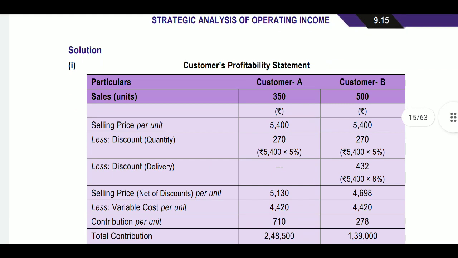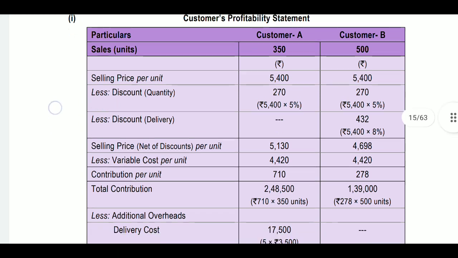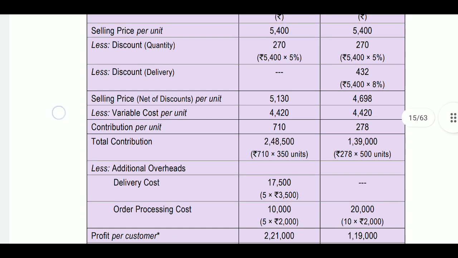Next, the customer profitability statement. Customer A, customer B. Sales units 350, 500. Selling price will be 5400, 5400. Quantity discount will be for both, 270, 270, that is 5400 into 5%. And delivery discount will be only for customer B, because he is using his own vehicle. Next, selling price net of discount is 5110, 4698, and variable cost, which is provided as purchase cost, next cost of production, 4420, 4020.